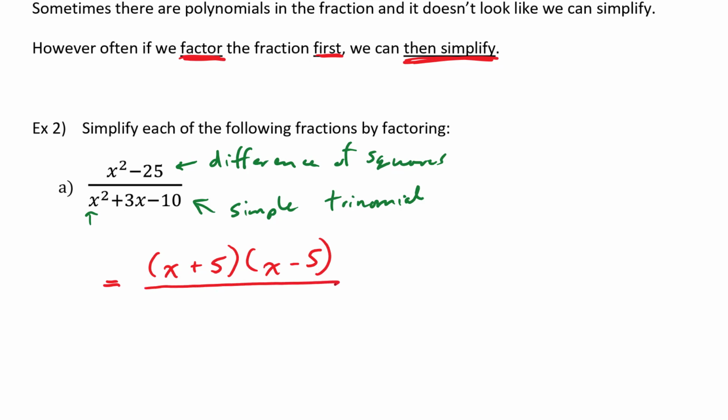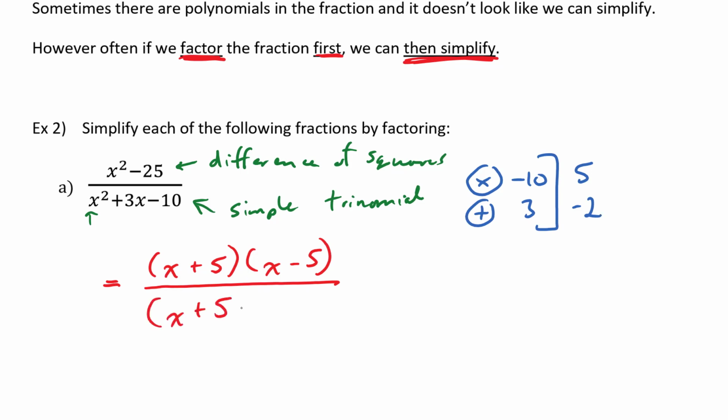We then divide that by, what are we looking for here? We're looking for two numbers that multiply to negative 10 and add up to 3. Those two numbers will be 5 and negative 2. 5 times negative 2 is negative 10. 5 minus 2 is 3. We can now factor this as x plus 5, x minus 2.